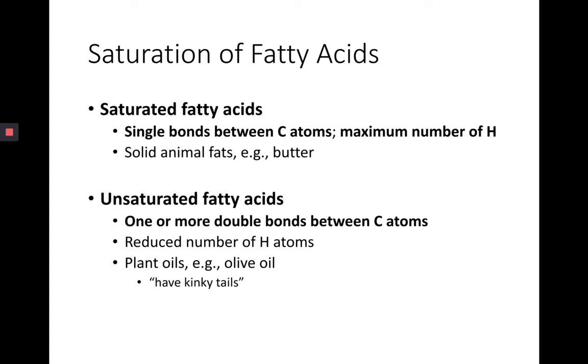Whereas unsaturated fatty acids have kinks in their fatty acid tails. They don't have as many hydrogen atoms as our saturated fatty acids, so they're missing a couple, one or two, because they have one or more double bonds between their carbon atoms, which takes up one of the available bonds or electron pairs that the carbon atom could use to bond with a hydrogen. So that's the reason for the reduced number of hydrogen atoms. Unsaturated fatty acids are also liquid at room temperature. So plant oils like olive oil are an example of unsaturated fatty acids. And again, unsaturated fatty acid chains have kinks in their tails or slight bends, whereas saturated fatty acids are straighter.